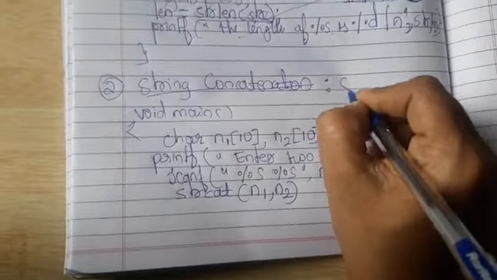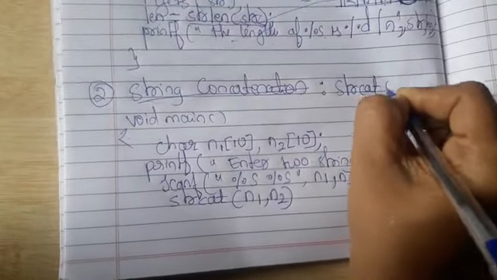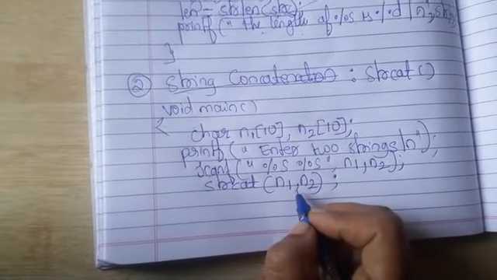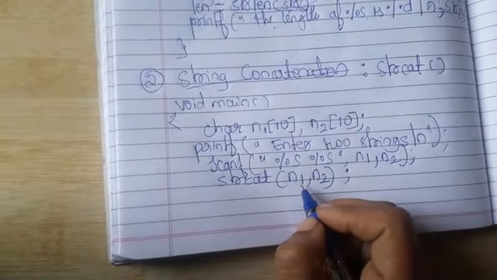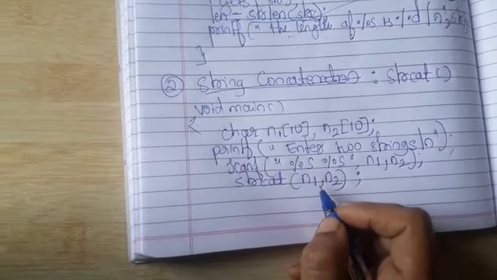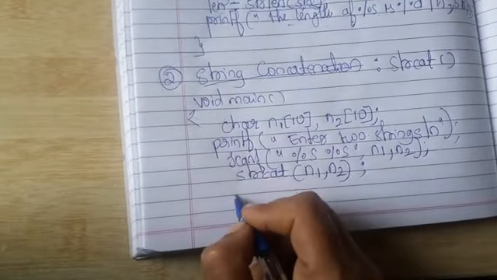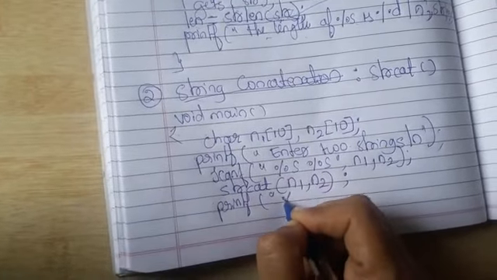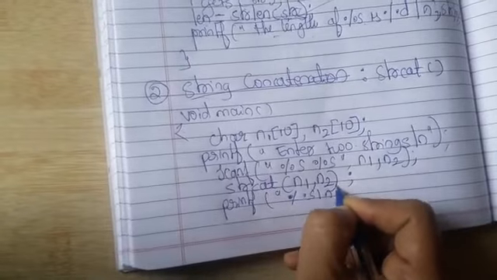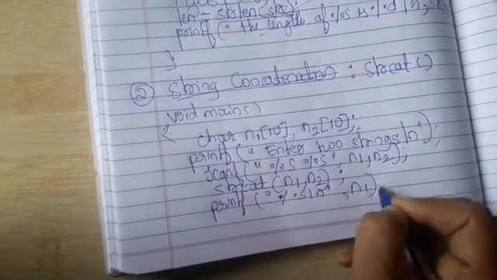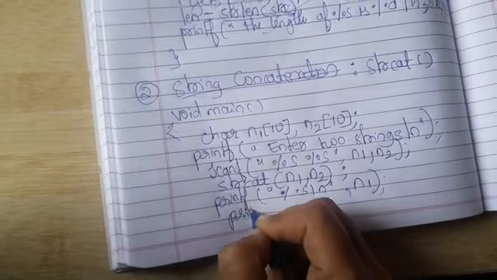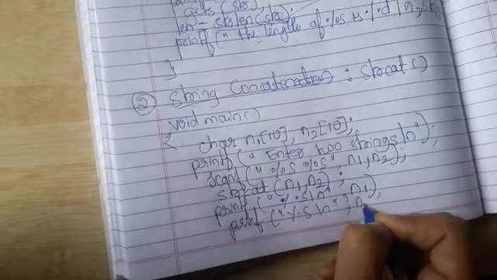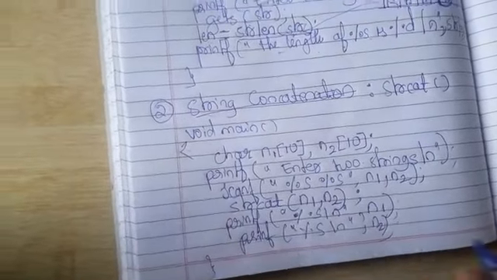See, the function here is strcat, n1 comma n2. In the sense, n2 gets concatenated to n1. Understanding? n2 gets concatenated to n1. Next to that, just print the strings. printf %s n1, printf %s n2. Complete the program.